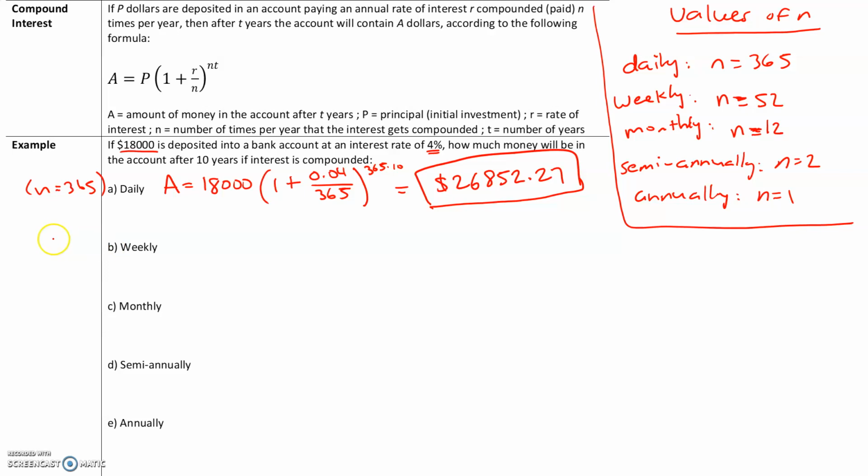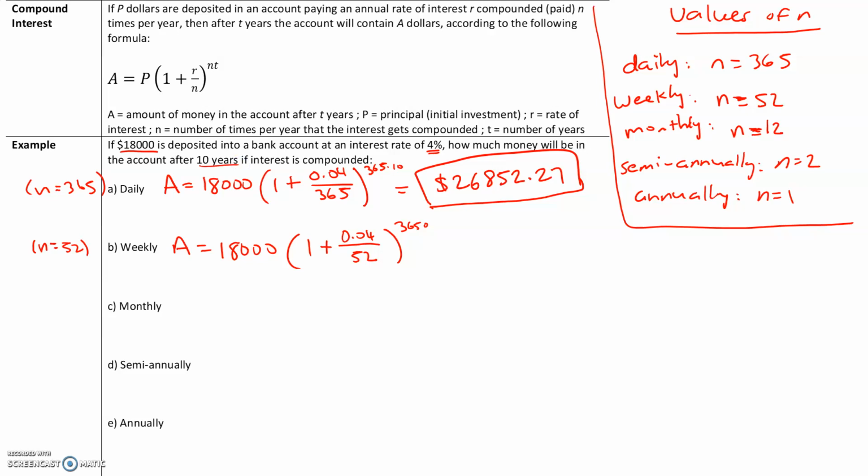Now, if it gets compounded weekly, that means n equals 52 because we have 52 weeks in a year. So we got A equals 18,000 times 1 plus r, which is 0.04. But instead of 365, we now have 52 because the interest is not getting compounded every day. It's getting compounded every week. So there are 52 weeks in a year, which means it gets compounded 52 times, raised to the power of 365 times 10, which is 3650. Why is it times 10? Because it's after 10 years, so t is 10.